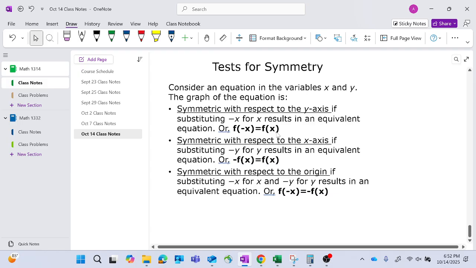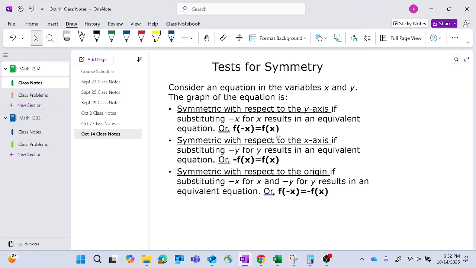If f of negative x equals f of x, it's going to be symmetric over the y-axis. If it's reflected over the x-axis, it's negative f of x equals f of x. And finally, symmetric over the origin, if f of negative x equals negative f of x. It's kind of confusing. We're going to do some examples so you can see how it's done.